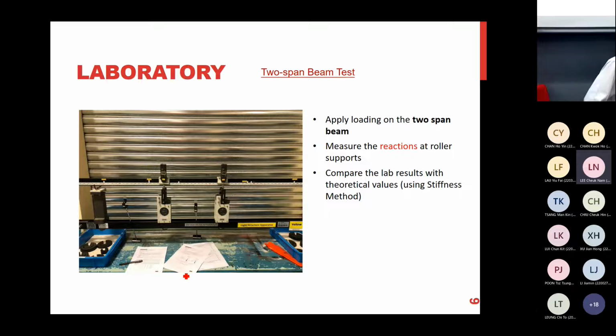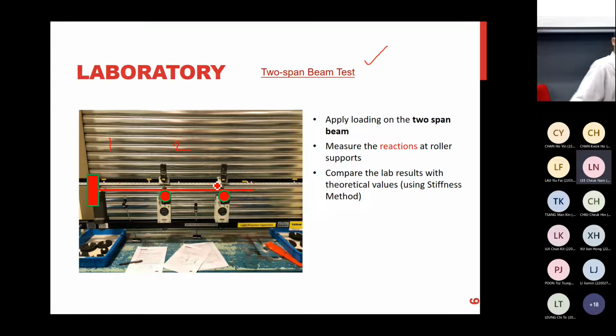This is some introduction about the lab. We will have another more detailed discussion later. This one is just for your briefing. In the lab, you have to conduct a very simple 2-span beam test. This will probably be the setup. It's not very clear, so I tried to draw things clearly on the pictures. A 2-span beam, span 1, span 2. One end is fixed, and then you have two roller supports at the middle and at the right.